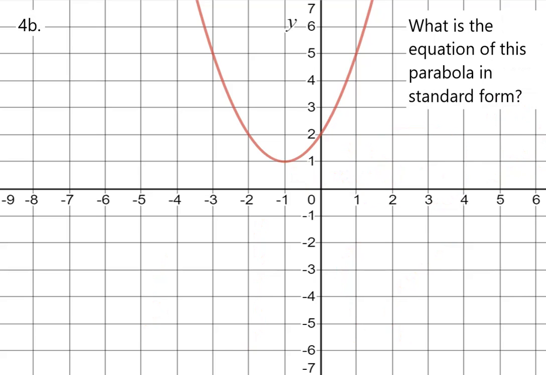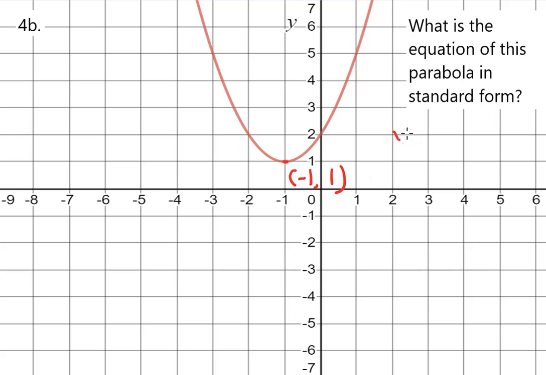Once again, let's do the fun stuff. What is the equation of this parabola in standard form? Step 1, identify whether this parabola is easier to write in vertex form or intercept form. Well, this parabola has no roots, so it's going to be pretty tricky to write it in intercept form. So let's go with vertex form. Luckily, the vertex is really easy to find. It's at the point (negative 1, 1).